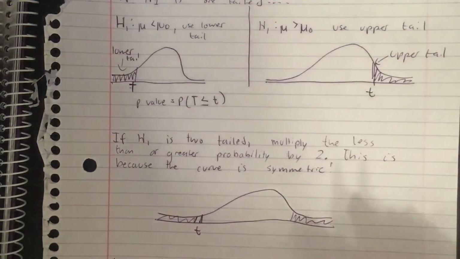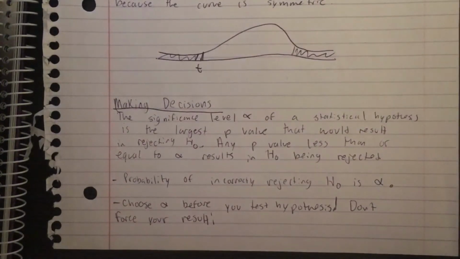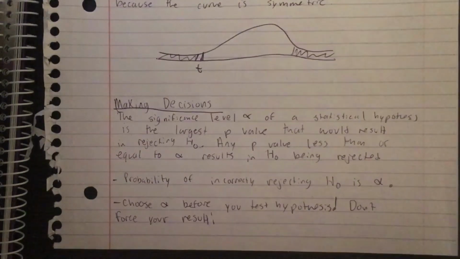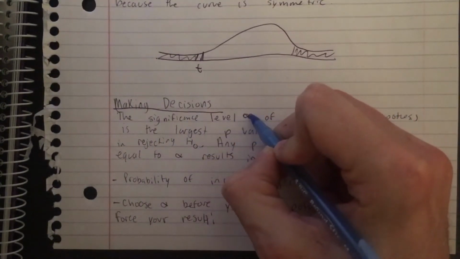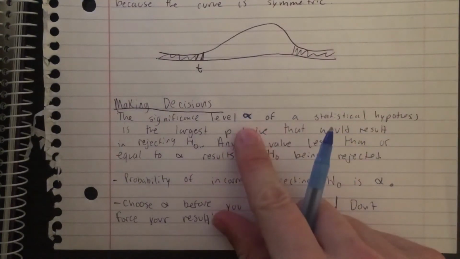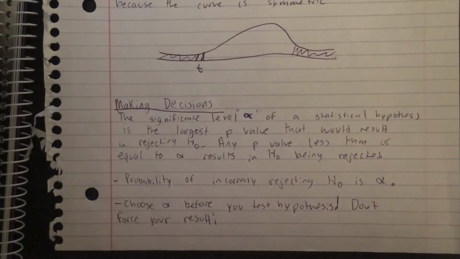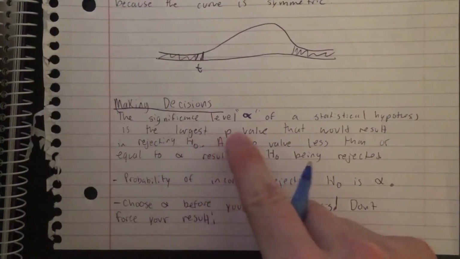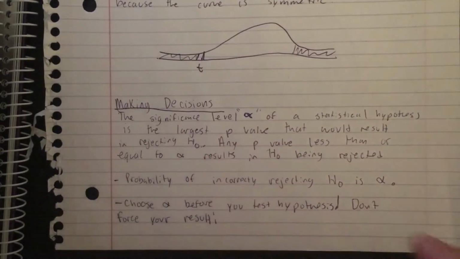And so then what we've got to do is try and make some decisions. We need some standard for our probability that says what level of probability for this t statistic is going to work. We denote that with the significance level alpha. It's like three quarters of an infinity sign. The significance level alpha of a statistical hypothesis is the largest p-value that would result in rejecting H0, rejecting the null hypothesis.